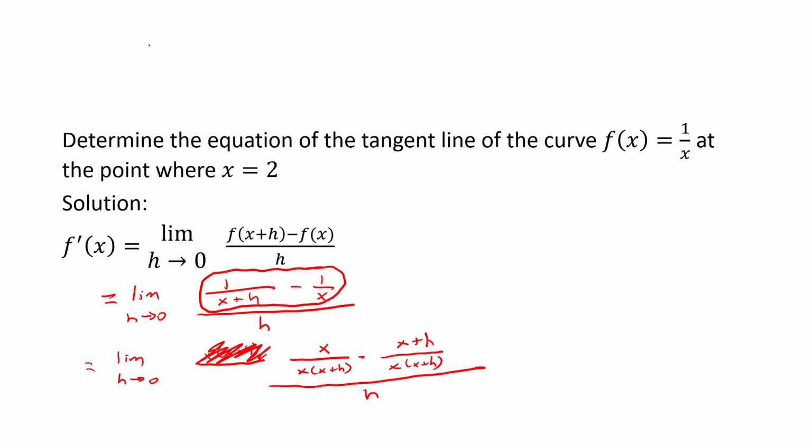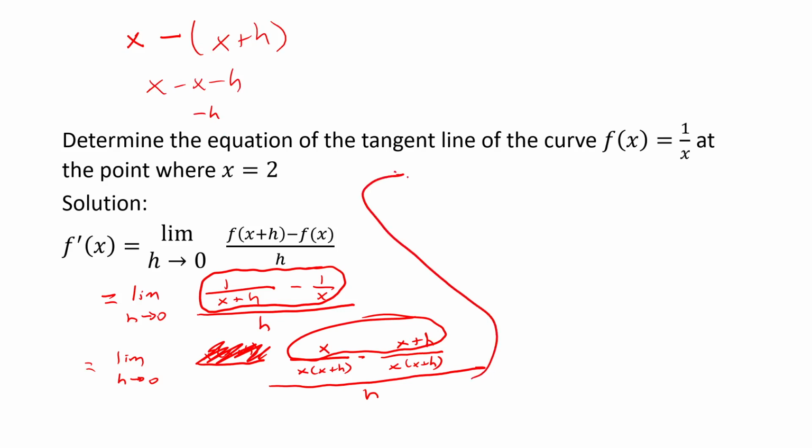So up top, just look at what I've got up top. I've got x minus the quantity of x plus h. So that's x minus x minus h, so that's negative h. In my next line, I'm just going to call that negative h. Okay. So I've got the limit as h goes to 0 of negative h over x times x plus h, all of that over h.